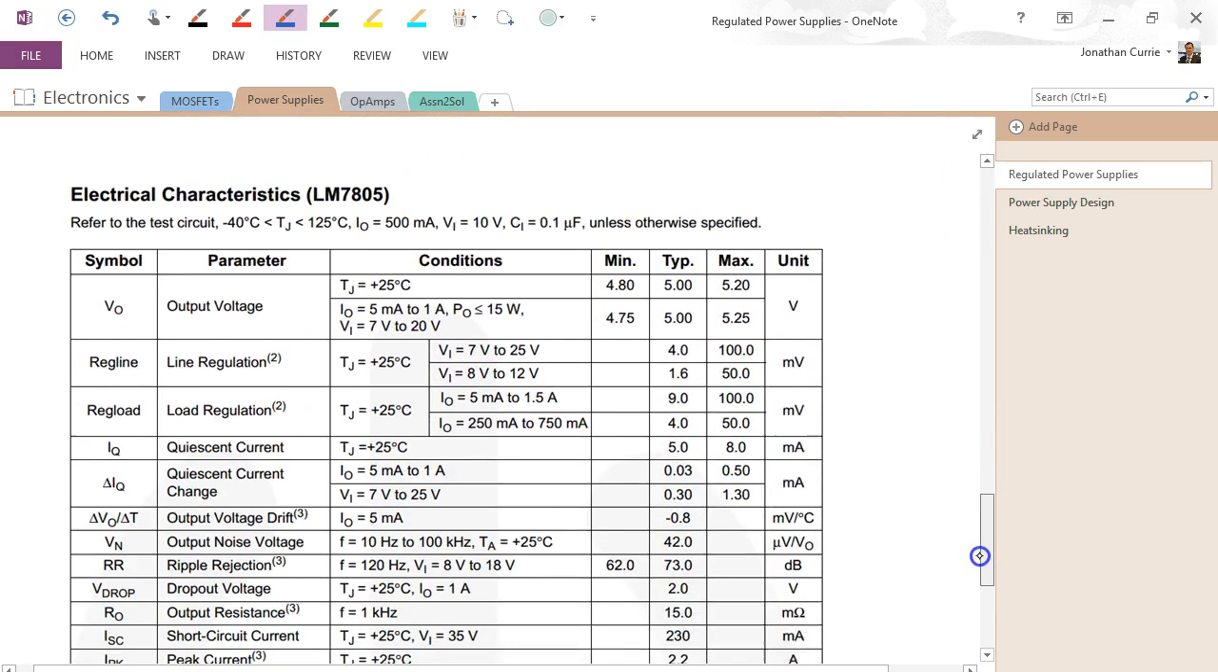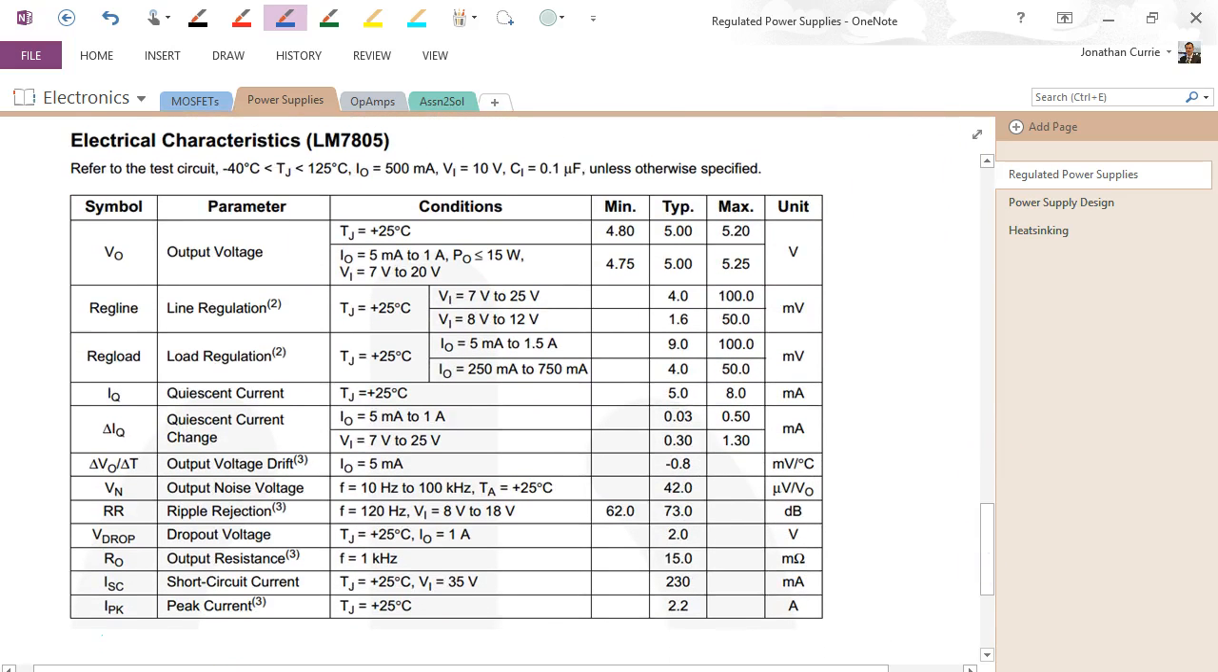And so let's have a look at what some of the characteristics of this device might actually be. So I'm looking at a very common one here, the LM7805, where the last two numbers give us the voltage. So in this case it's a plus 5 volt device. Now we see here the output voltage, typical 5 volts, with min and max. Normally these are pretty accurate, 5.01 volts or 4.99 is pretty reasonable.